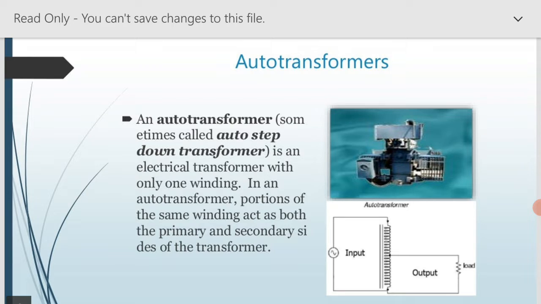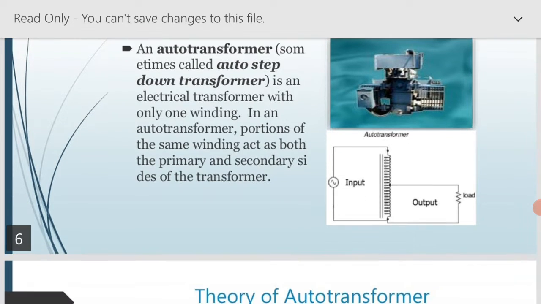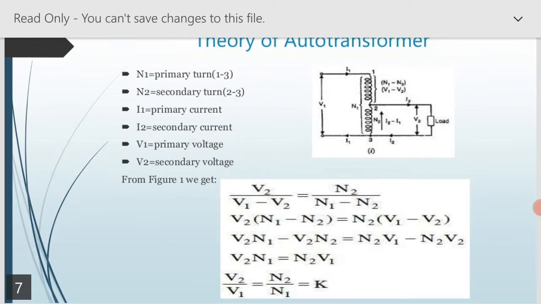sometimes called an auto step down transformer, is an electrical transformer with only one winding. In an auto transformer, portions of the same winding act as both the primary and secondary sides of the transformer. The input is connected to the primary winding, the output is connected to the secondary winding, and the load is connected to the output. Theory of auto transformer.